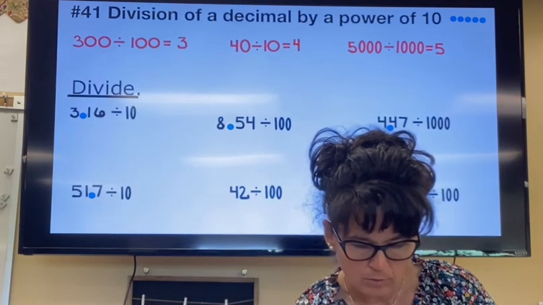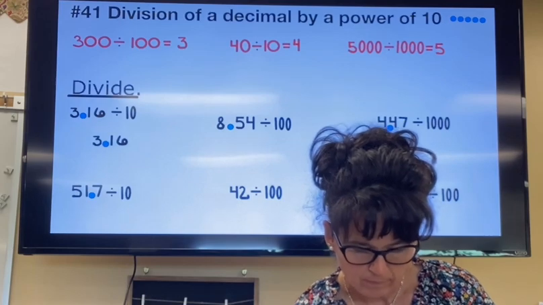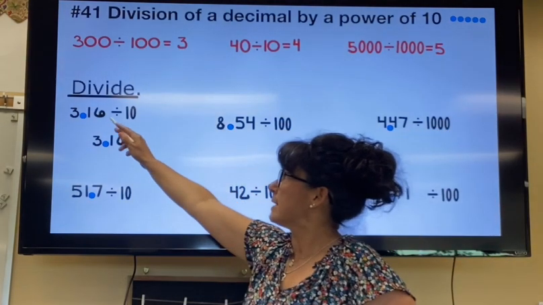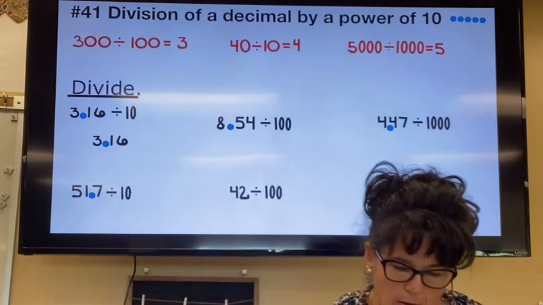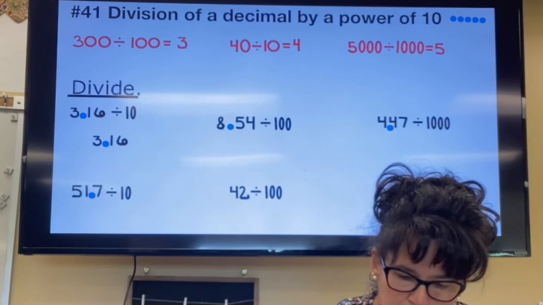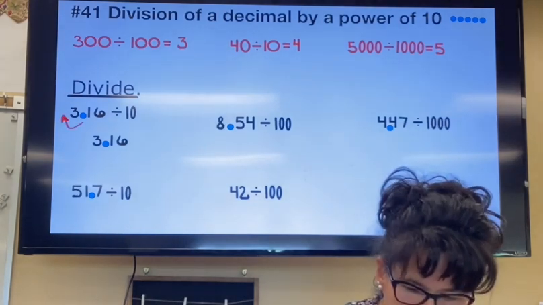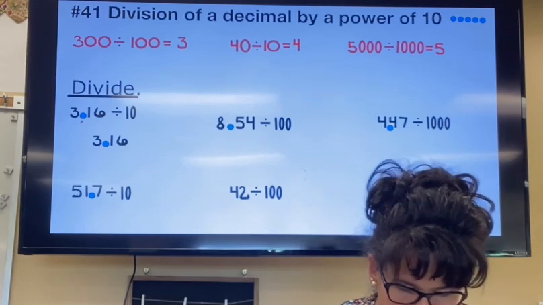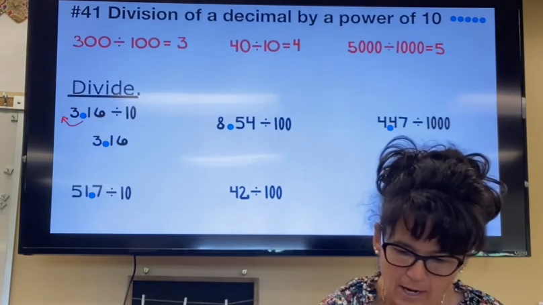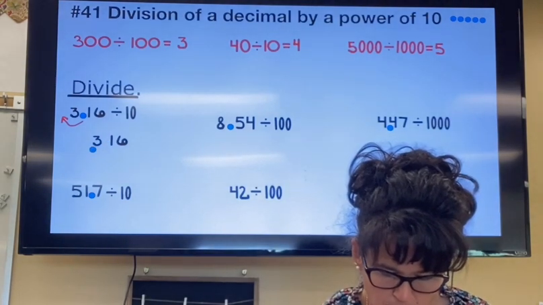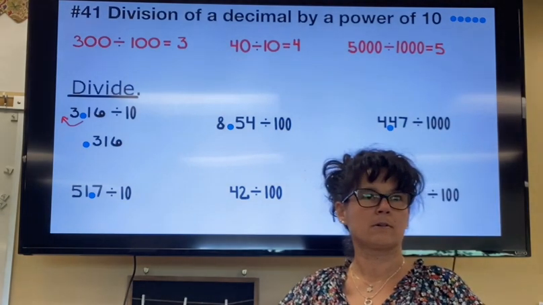Okay, so for this one right here, I'm going to take 3.16 divided by 10. There's 1 zero. So I'm going to take the decimal point and I'm going to move it backwards 1 place. Like that. And if I move it back 1 spot, right there, and now we have our answer.